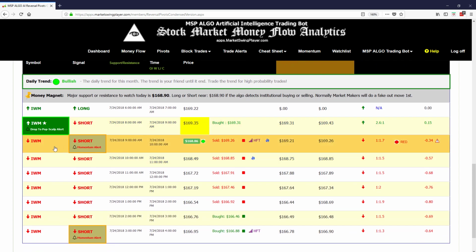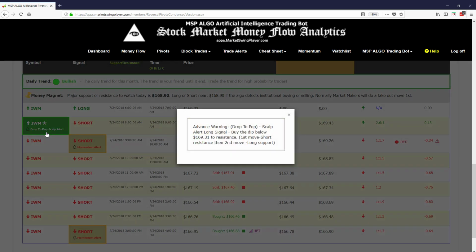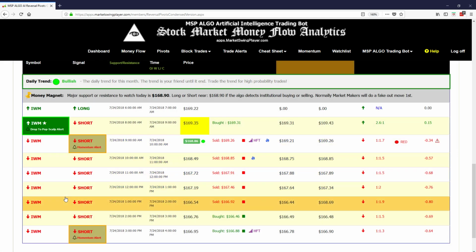So now the market opens up and we look and see where price is at. We see it's near 168.86. So we already got our scalp alert, and it said the first move is short resistance. It's saying what the main move is going to be in the future, but right now we know we're looking to short resistance because we're near resistance. So now we need to see some selling, right? We need to see some selling. It's a check.